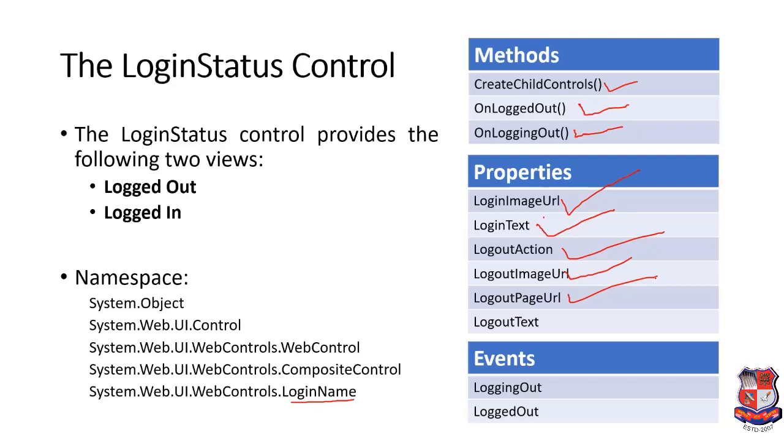LogoutPageUrl. It is used to retrieve or specify the URL of the logout page. And next is LogoutText. It is used to retrieve or specify the text used for the logout link. Apart from these, two events are available. First event is LoggingOut. It is initiated after the user has sent a logout request to the server by clicking the logout link or button of the login control. Next is the LoggedOut event.